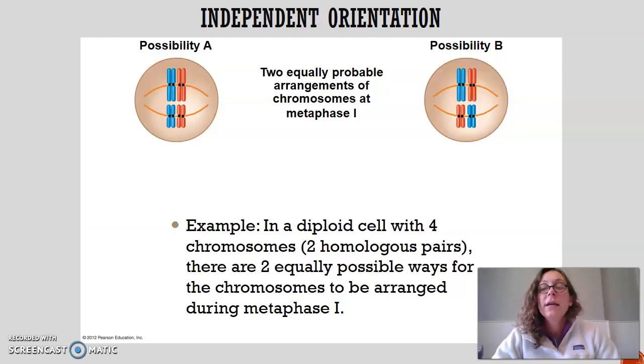Here's just a picture for you, showing chromosomes when they line up. Possibility A: you might have these chromosomes on one side, these on the other, which would mean these two would be pulled together on this side, and these two on this side. Or they could line up like this, and it ends up that these two go over here and these two go over here. So you have a bunch of different combinations. Again, that's exponential depending on how many chromosomes you have. With us, we have 23 pairs, so we're going to have obviously more potential for different combinations.